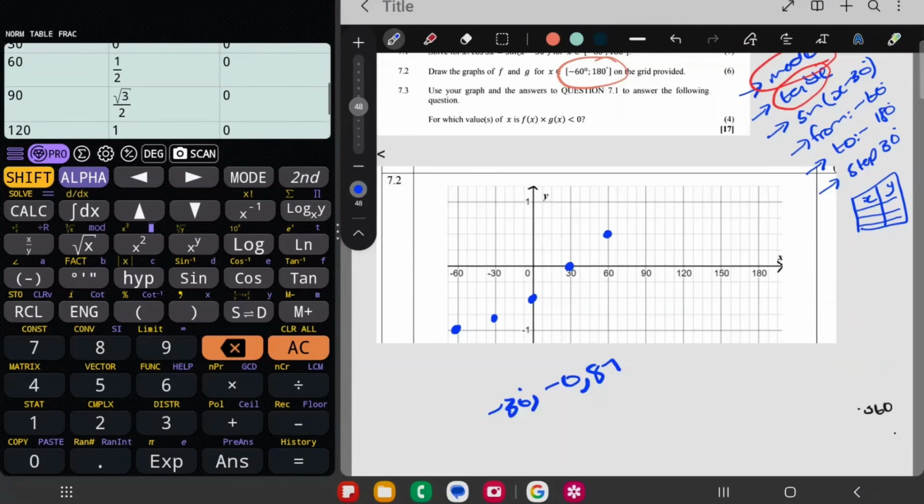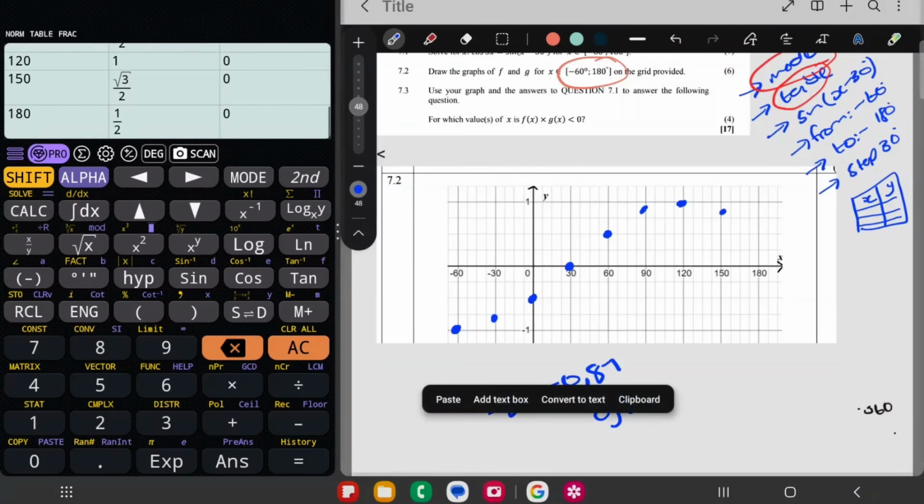90 and root 3 over 2. So 90 and 0.87 will be somewhere there. 120 and 1 is up here. And then 150 and 0.87 again is here. And then 180 and a half is then somewhere there.